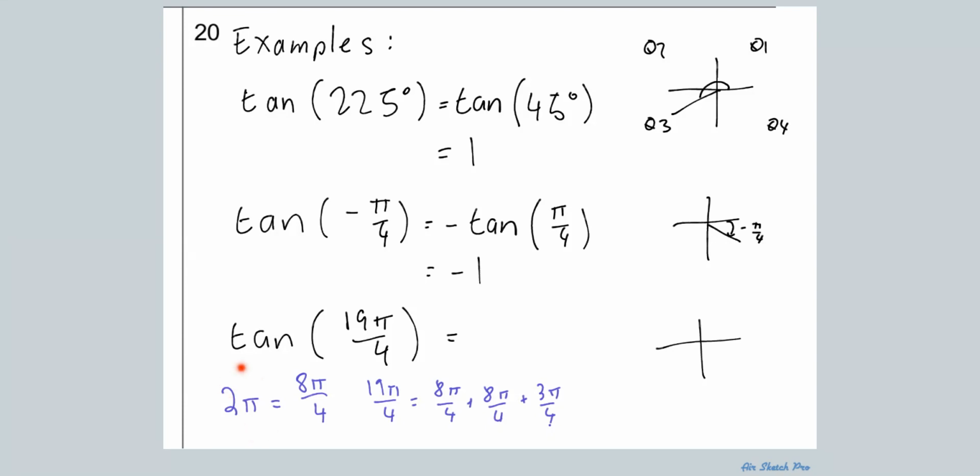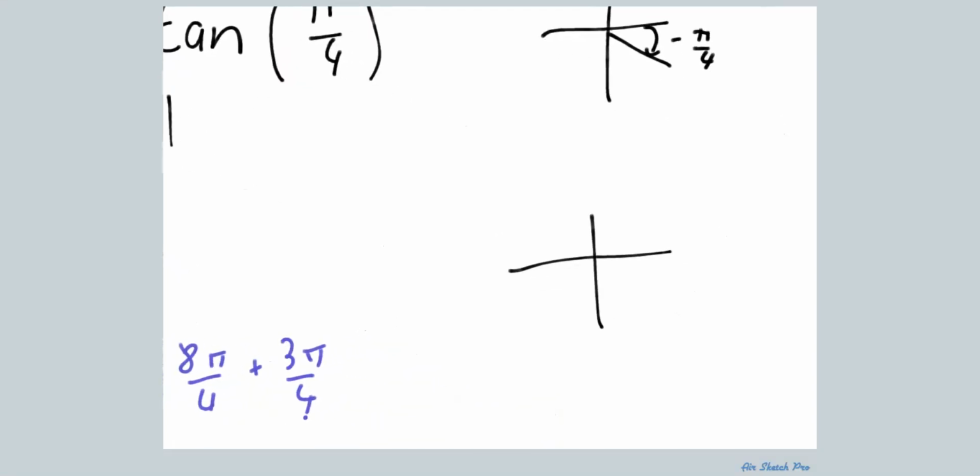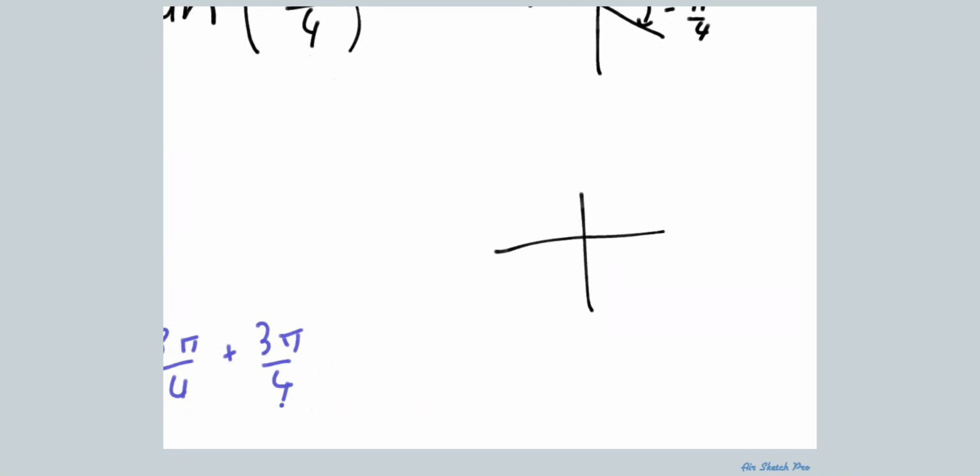2 pi is 1 rotation, okay? 360 degrees. As a fraction over 4, that would be 8 pi over 4, because 8 divided by 4 is 2. So if I'm looking for where 19 pi on 4 is, I can see that it is 1 rotation, 2 rotations, and then this bit left over. If you're not too sure about that, just let me know later and I'll explain. Zooming up even more so I can show you. 1 rotation, 2 rotations.